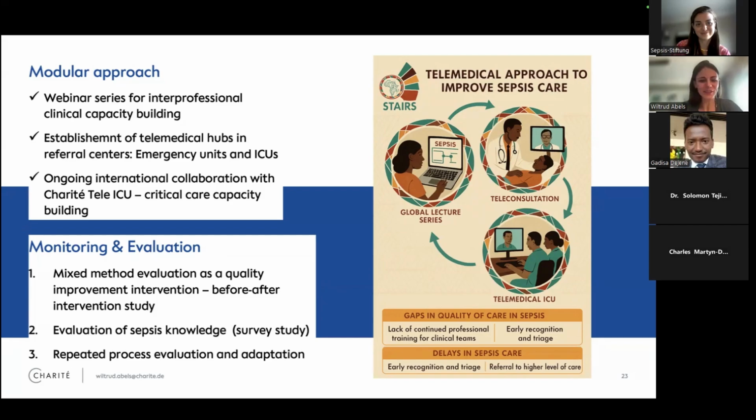So what are we then specifically doing? We actually decided that our telemedicine approach would work in a modular way. So we would draw from all the different modes of telemedicine and start and lay the basis for capacity building and addressing the need for capacity building in clinical teams on some levels of the healthcare system by a webinar series open for an interprofessional audience for clinical capacity building.